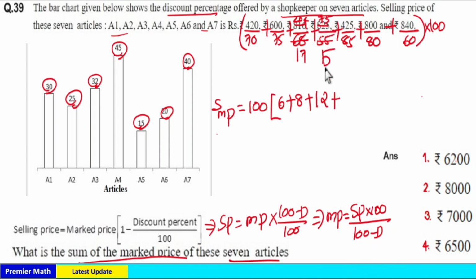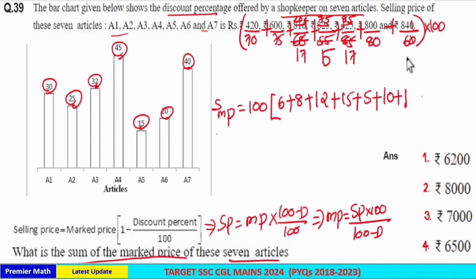5 times in 55. 5 goes 15 times in 75. 5 goes 1 time in 8, 7 times in 35. 5 goes 8 times in 40, 5 times in 25. So 17 goes 5 times in 85. 80 goes 10 times in 800. 0, 0 cancel. 6 goes 1 time in 8, 4 times in 24. Now, if you calculate 12 plus 8, 20.